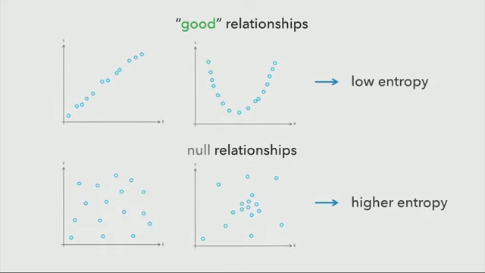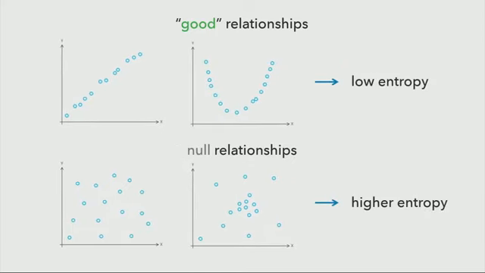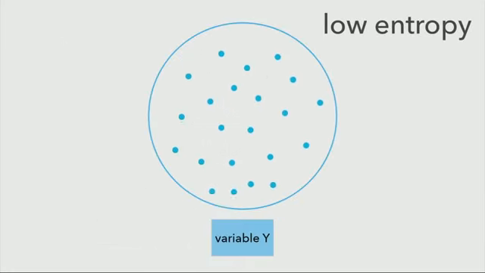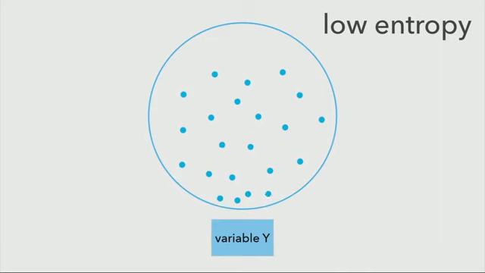where you don't really learn much about the other one. And in this case, the tool at its core works with an interesting concept called entropy. So good relationships generally have low entropy, null relationships have generally higher entropy. And this is very much a metaphor.